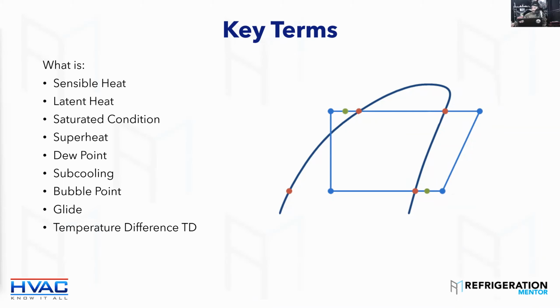So Delta T is the difference between the same medium. So let's say air is passing over a coil. The delta T would be the difference between the return and the supply. Or if water is passing through a coil, it's the same medium in and out. That's your delta T. When we're talking about temperature difference, it's the difference between two different mediums. So in this case, it would be refrigerant and air. So for air conditioning, it could be the difference between the saturated suction temperature and the return air, for example.